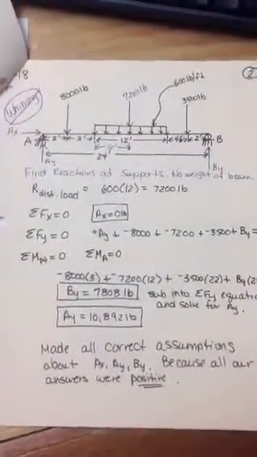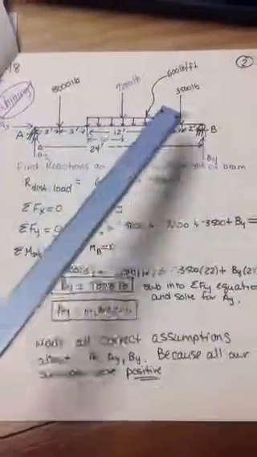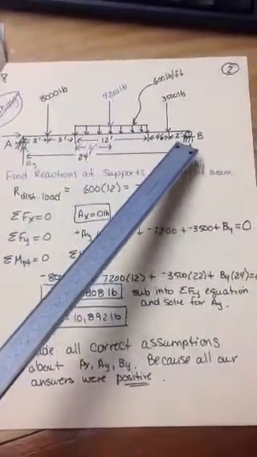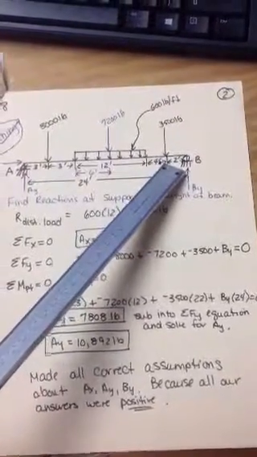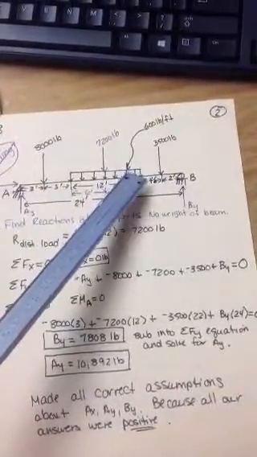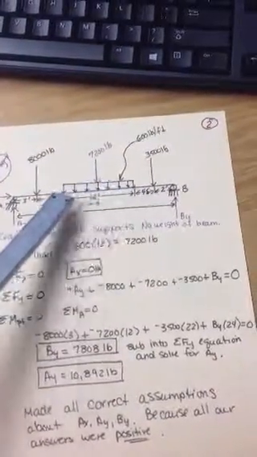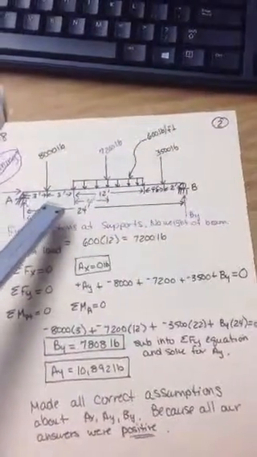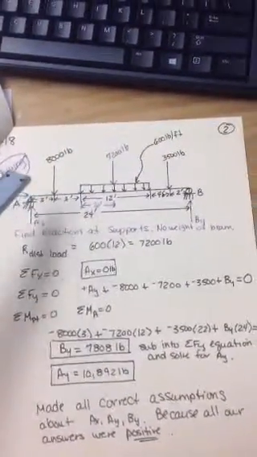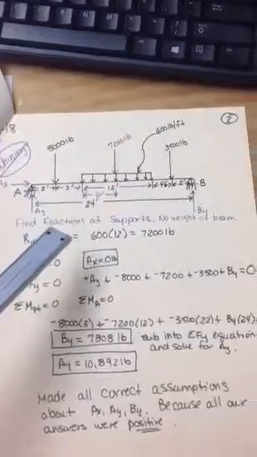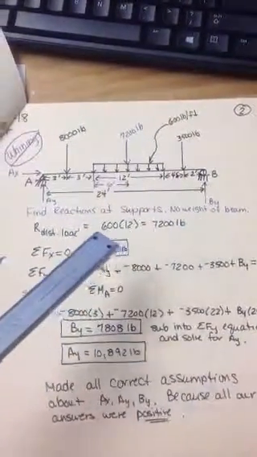Here's the original beam. I have a pin connection at A. I have a roller at B. I have a 3,500 pound force coming down 2 feet from the end of B. I've got a 600 pound per foot rectangular shaped distributed load. I have 8,000 pounds 3 feet from support A. Now, we need to find the reactions at the supports. Remember, we're not taking into account the weight of the beam.